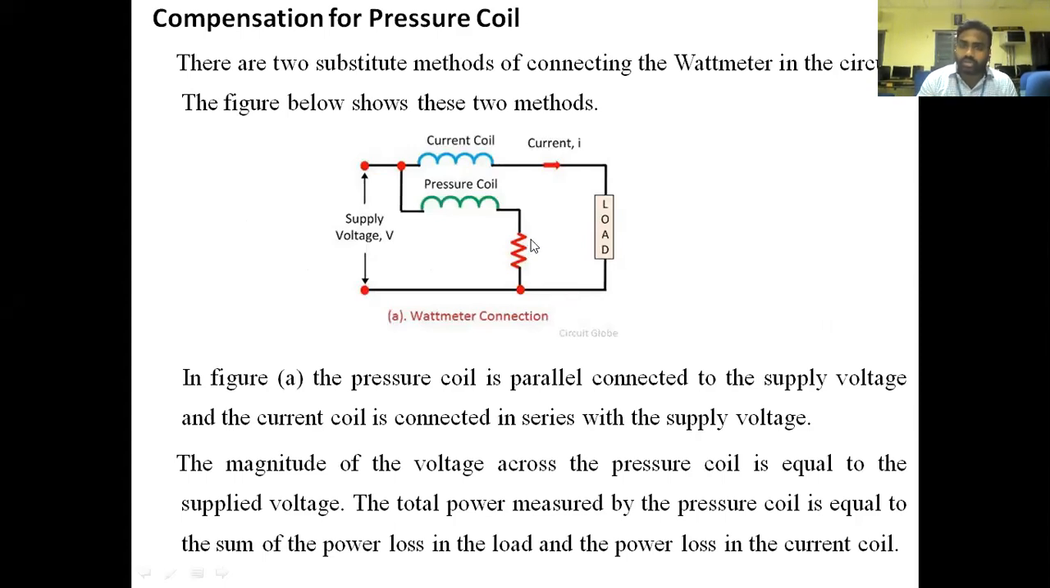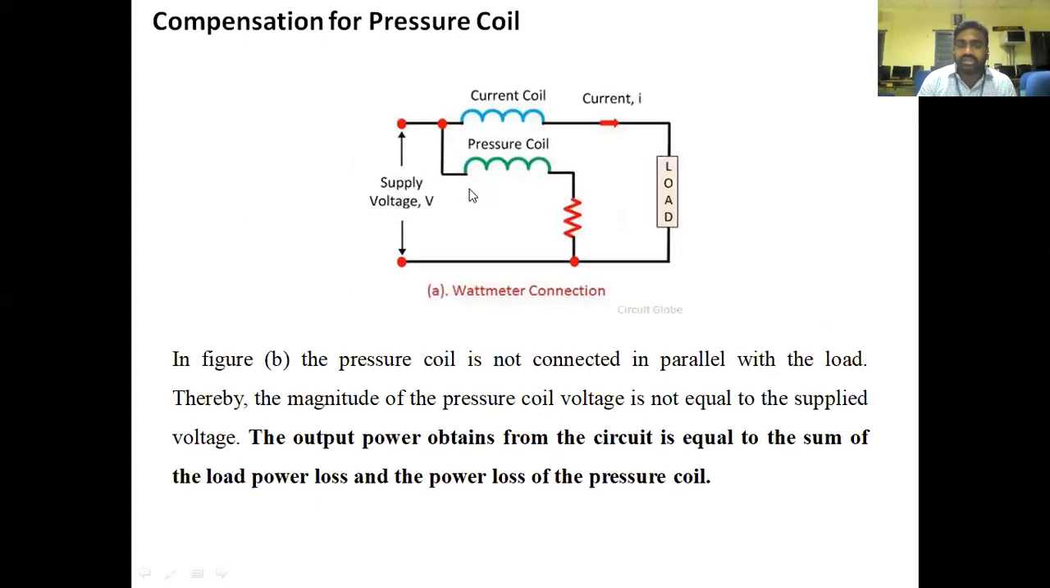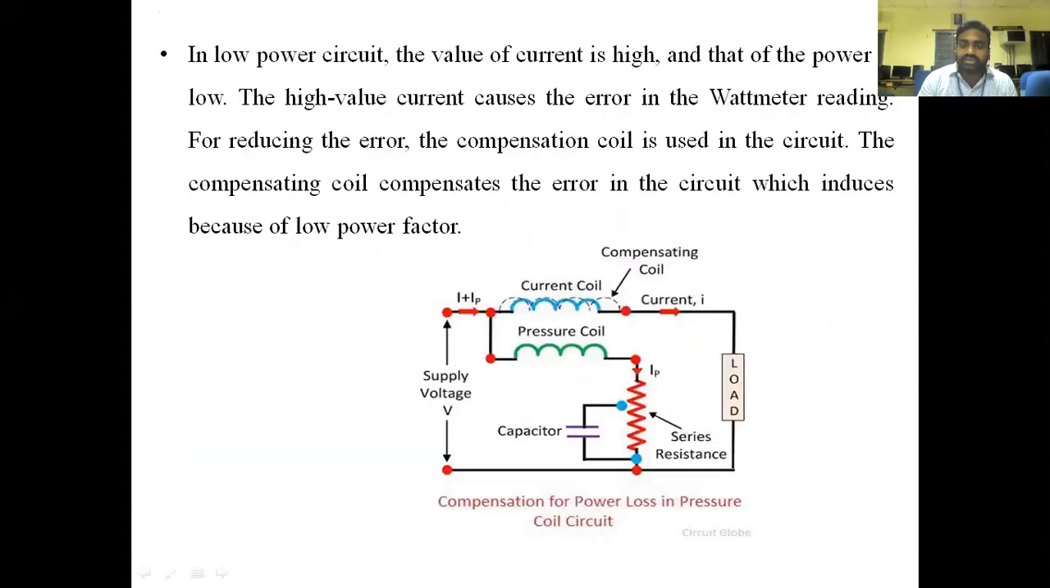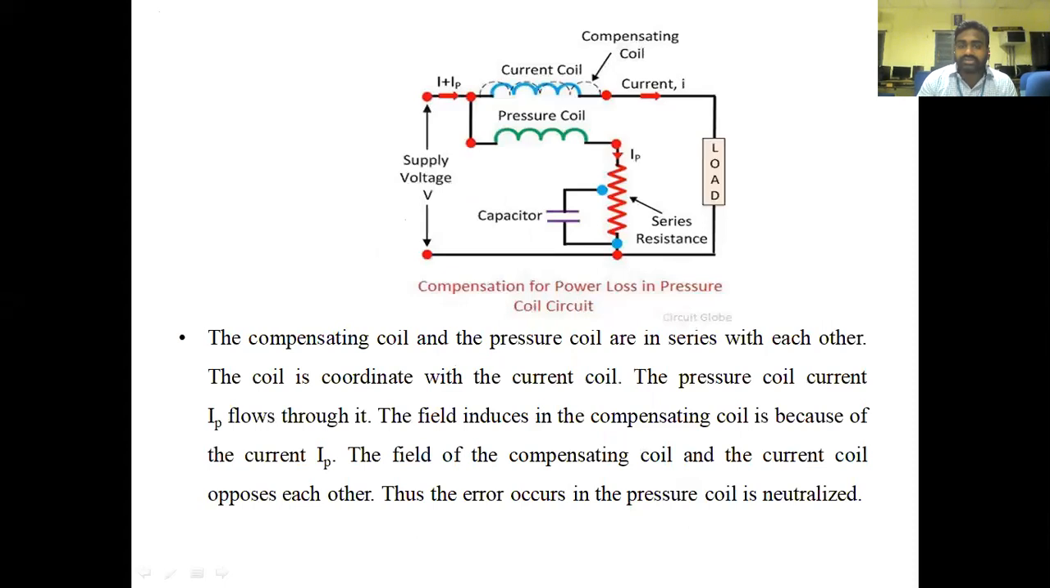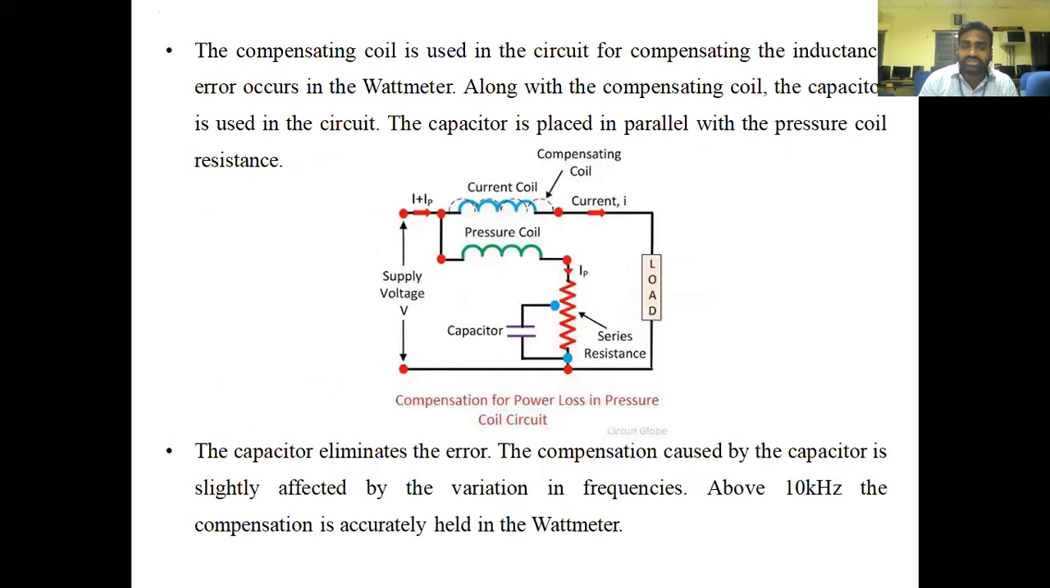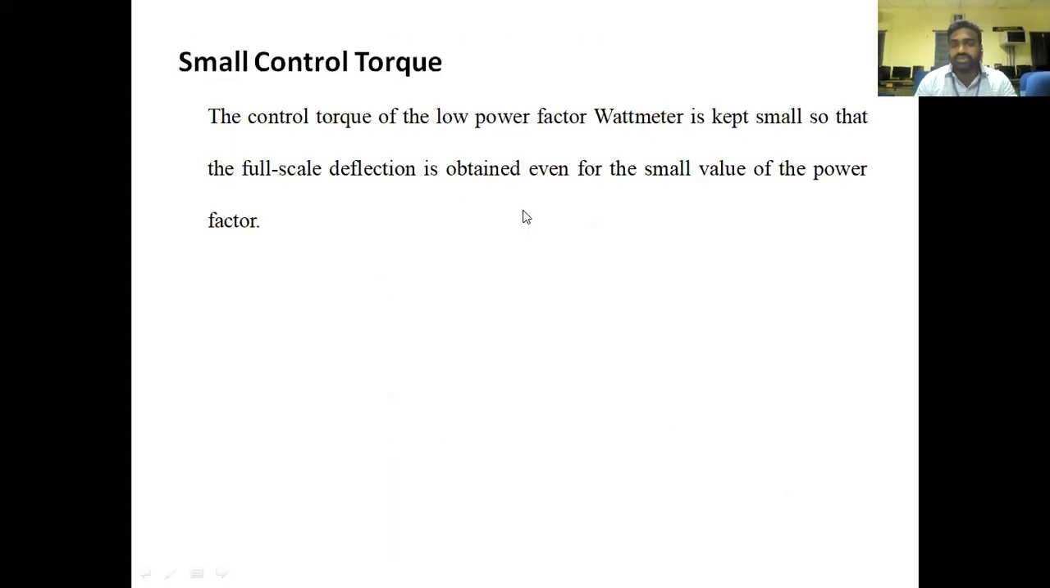And how is the pressure coil compensated? The pressure coil is compensated with respect to the applied voltage. The applied voltage is the same as the pressure coil voltage, and at that time we compensated it. Second, the pressure coil is connected next to the current coil, and we eliminated the load error. Next, we compensated the current flowing in the current coil with the help of a compensating coil. Next, we discussed the behavior of inductances, and the inductance of the pressure coil is eliminated by the addition of an additional capacitor. And lastly, we discussed the behavior of controlling torque.